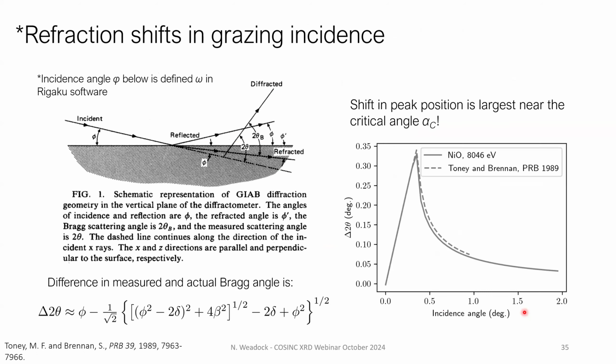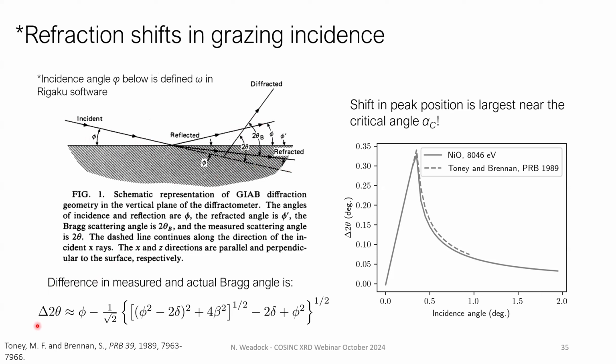Really quick, if you're doing grazing incidence measurements and trying to get the lattice parameter, you need to account for the refraction shift of the incident beam. Because our index of refraction is less than 1, your incident beam will be deflected to a smaller angle than your initial intention. And because of that, the diffraction angle you measure is going to be greater than the actual Bragg angle.